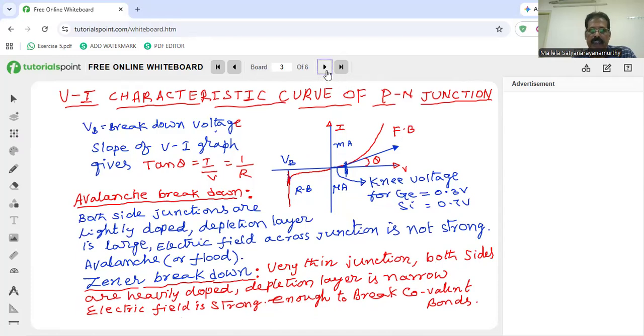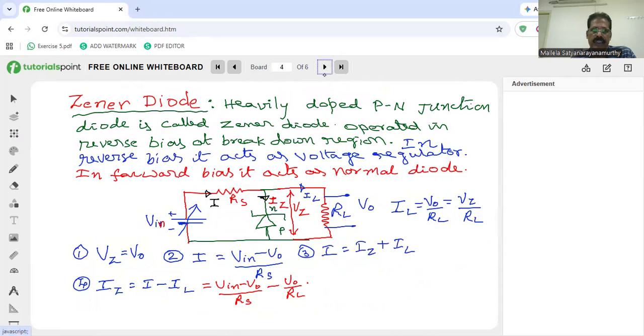This is the VI characteristic curve of a junction diode.